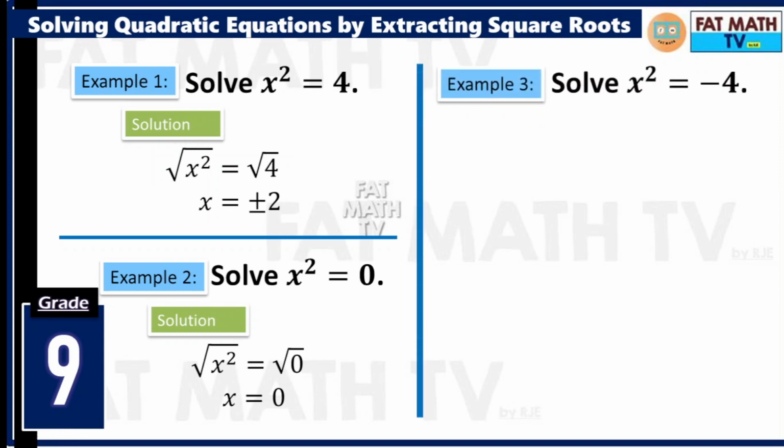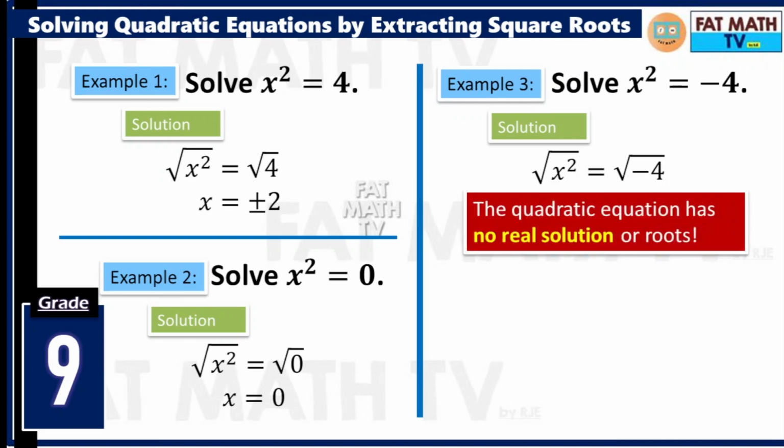Example number 3, x² = -4. Just take the square root of both sides. The square root of x² is x, and the square root of negative 4 is not a real number. So the quadratic equation x² = -4 has no real solution or no real roots. As you can see here, if a square equals a positive number, we have two answers. If a square is equal to 0, we have only one answer. And if a square is equal to a negative number, then we don't have a real number answer.